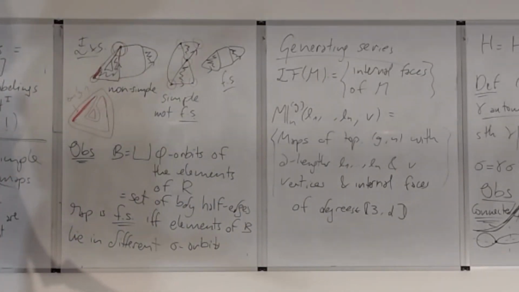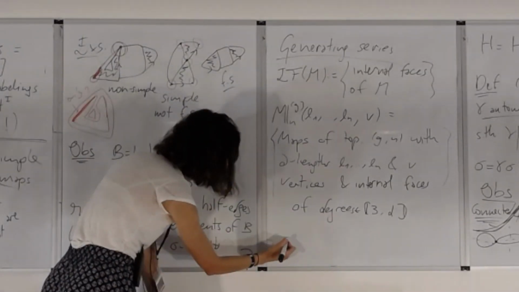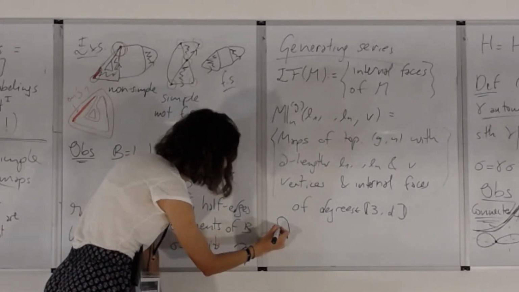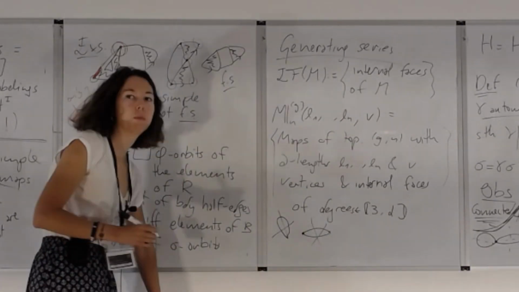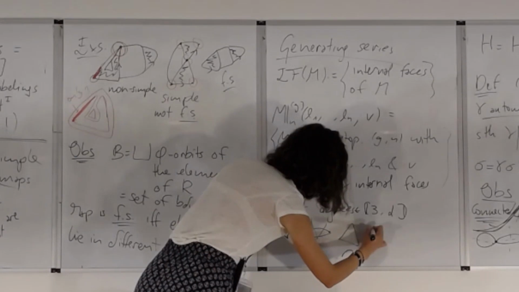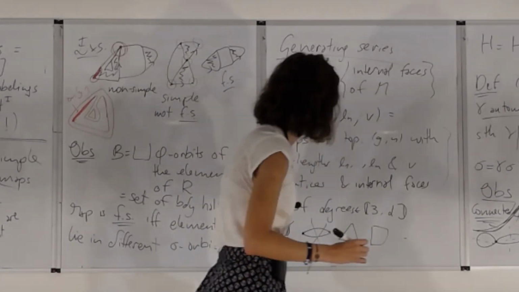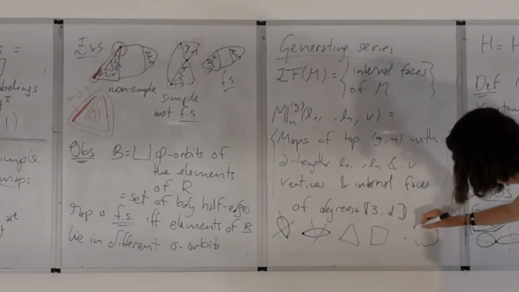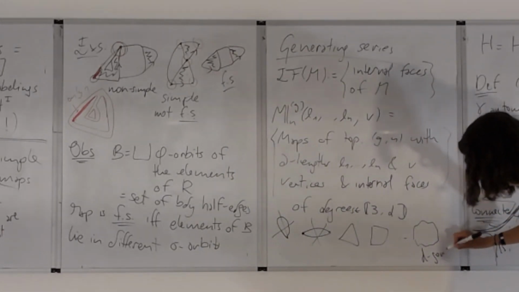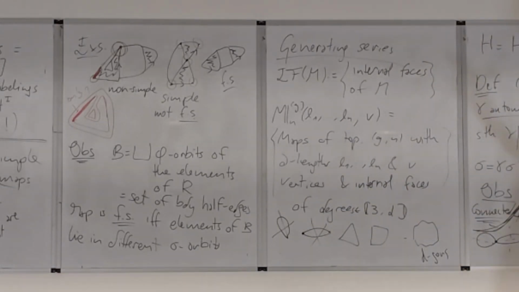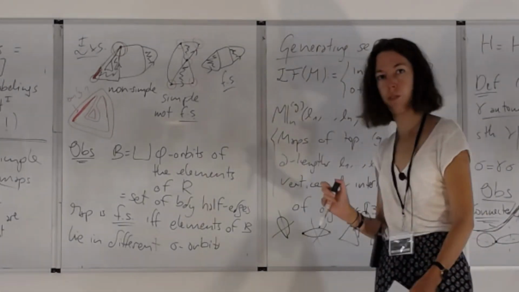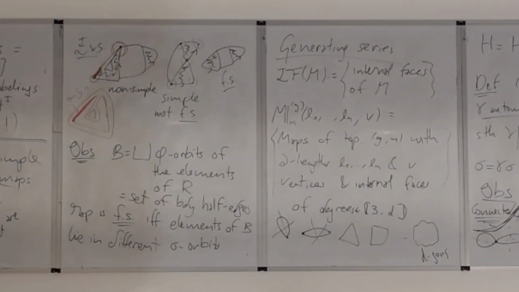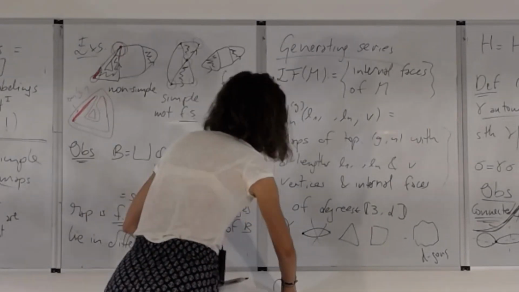So this just means that we don't want to consider one-gons as internal faces, or bigons, but we allow triangles, quadrangles, pentagons, and so on, up to D-gons. And D is just some boundary to make our life simpler, but with some limit arguments, you can actually do it for unbounded D as well. Okay, so I didn't write down the generating series yet.